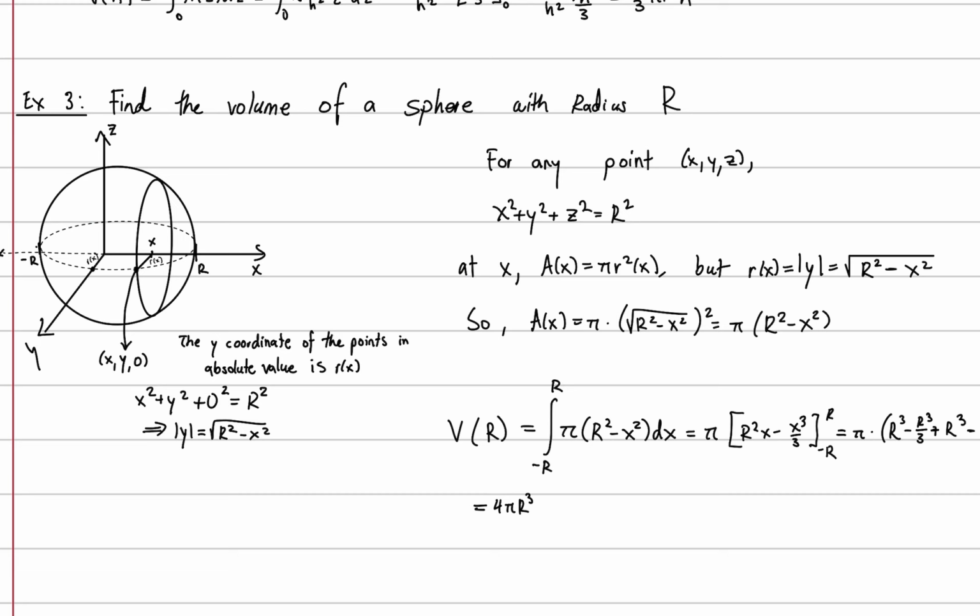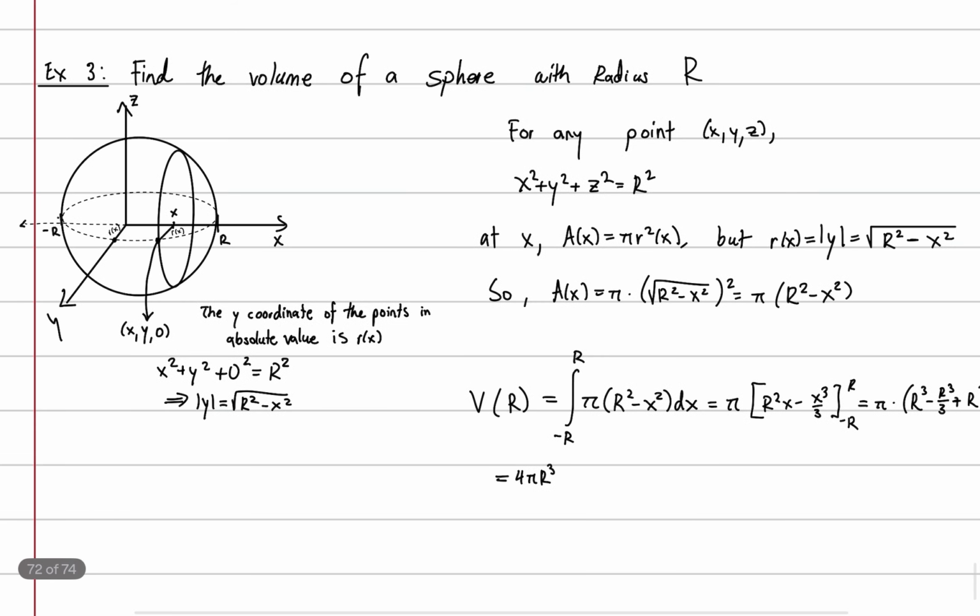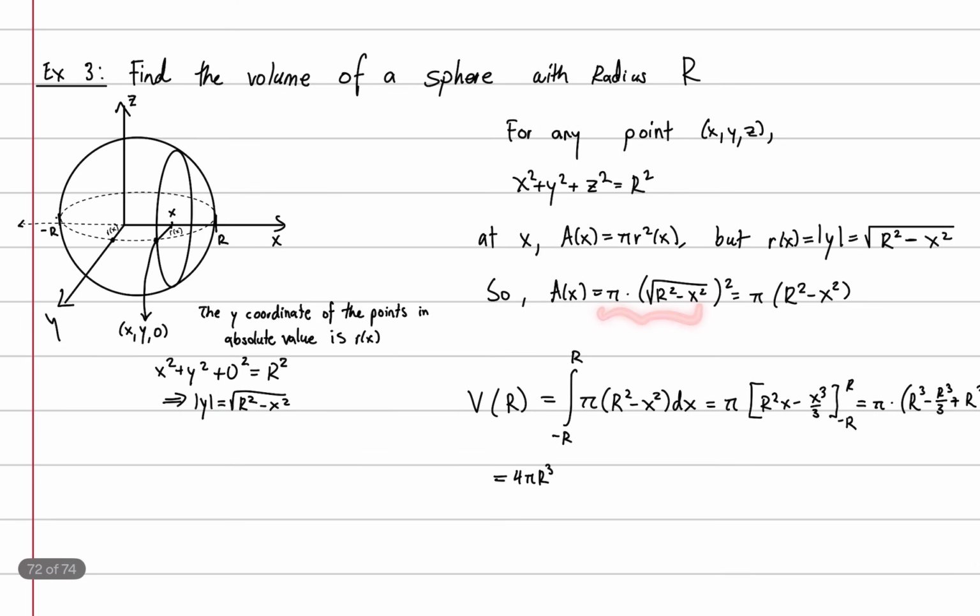So what do we have? At x, the area is pi r of x squared, but r of x, which is the absolute value of y, right, is just the square root of R squared minus x squared. So now that we have our radius as a function of x, right, R is a constant, we can just write this, where the square root and the square cancel out, pi times R squared minus x squared.